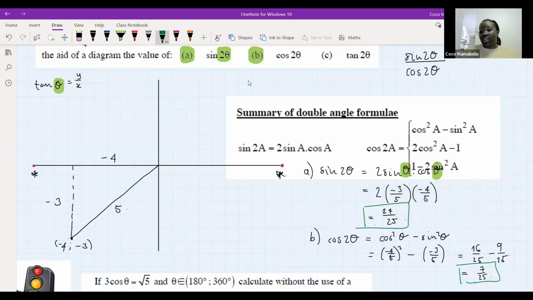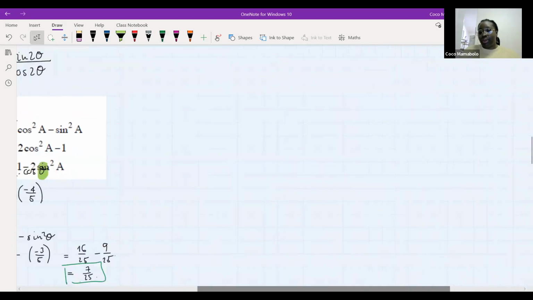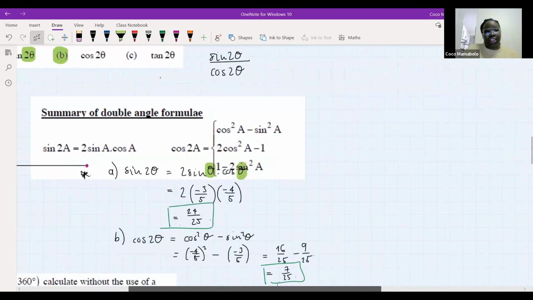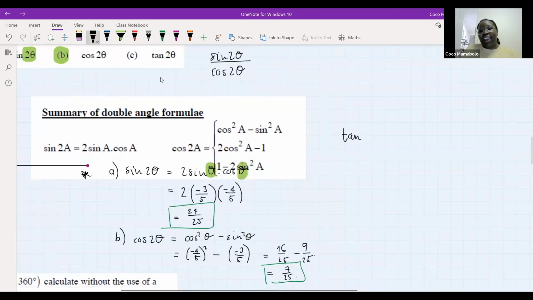So to get to the answer for C, and now I'm going to start turning into teacher Lee and writing everywhere. Tan of 2 theta is going to equal 24 over 25 divided by 7 over 25. Okay. Now, you guys will bear with me because I've been bad at fractions since I was young. So I'm going to do what we used to do in grade 7, 24 over 25 divided by 7 over 25. And then I'm going to tip and times.